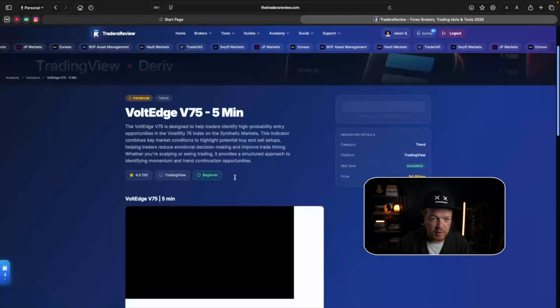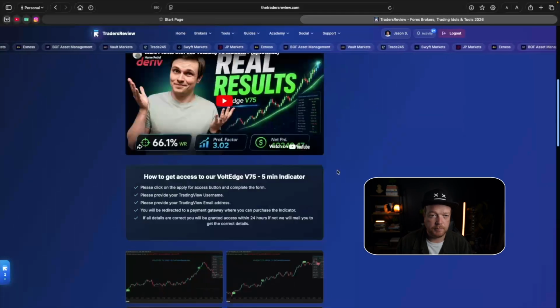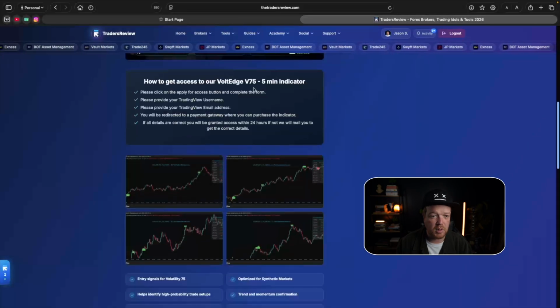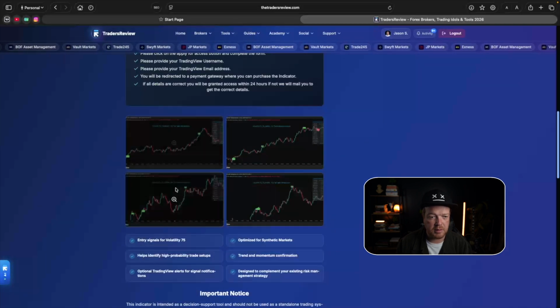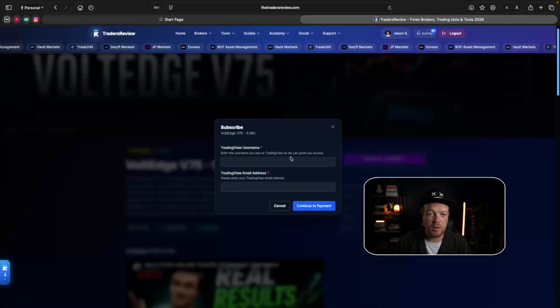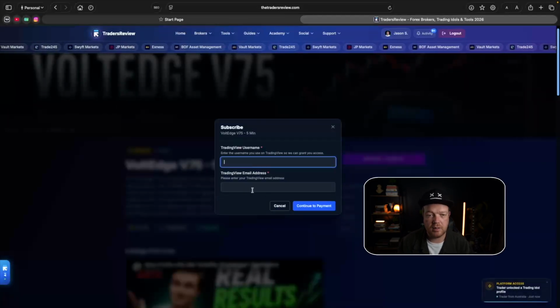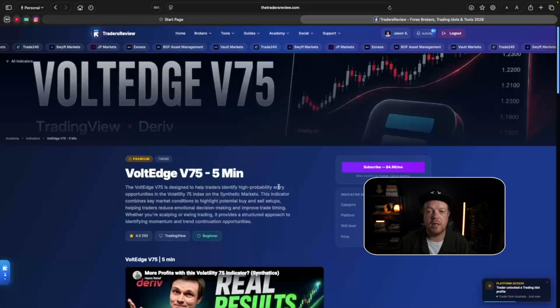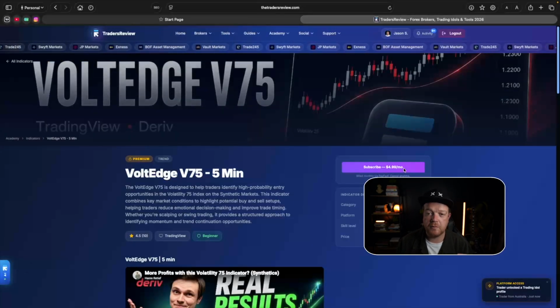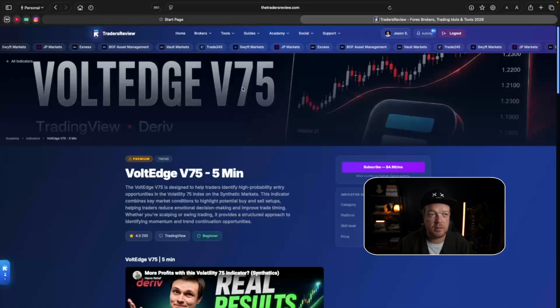So you click on it, you can read through the indicator right over here. There's a nice YouTube video on it as well, how to get access to the indicator. There's some screenshots, and then you're just going to click subscribe, and all you need to do is fill in your TradingView username and your TradingView email address, and then you are going to subscribe for $4.99 per month, and you are going to get access to this indicator. So that's how easy it is, how to get the indicator.